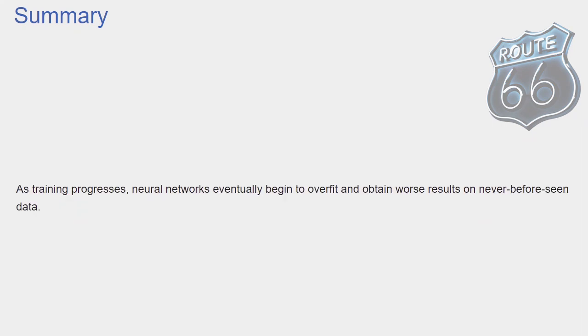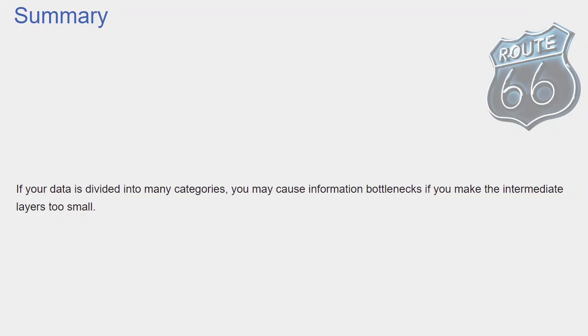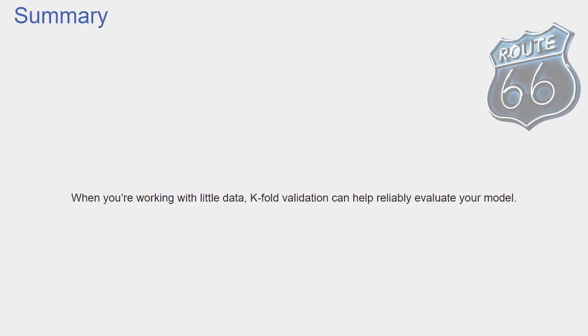As training progresses, neural networks eventually begin to overfit and obtain worse results on never-before-seen data. If you don't have much training data, use a small model with only 1 or 2 intermediate layers to avoid severe overfitting. If your data is divided into many categories, you may cause information bottlenecks if you make the intermediate layers too small. When you're working with little data, k-fold validation can help reliably evaluate your model.